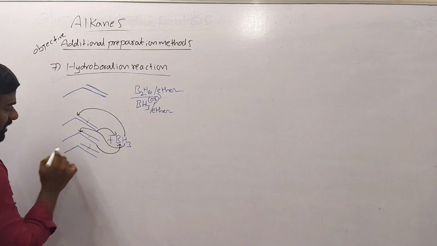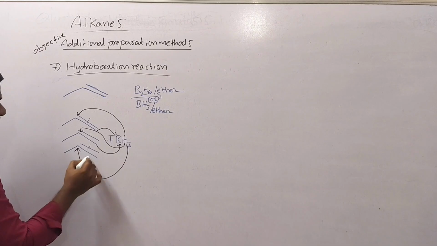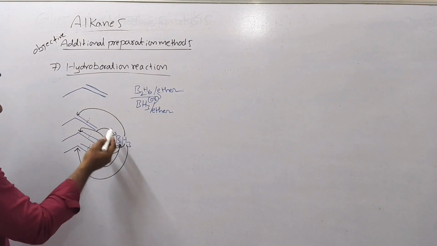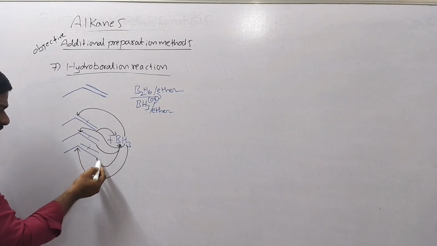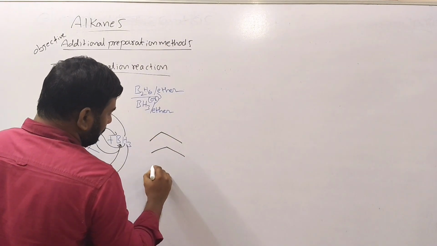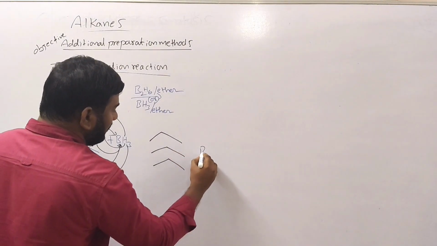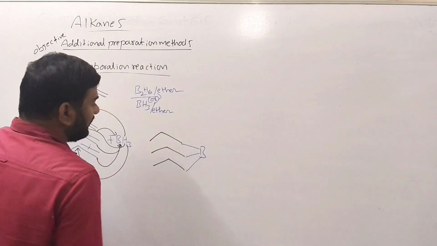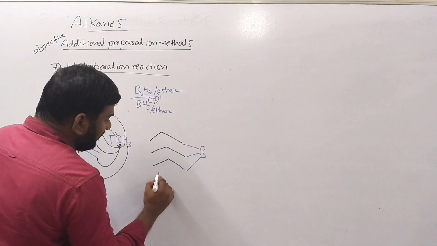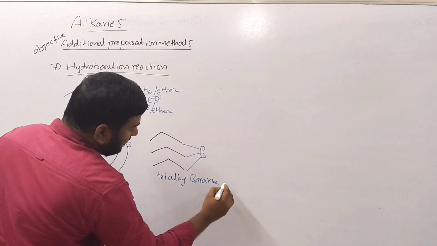Next, from this also one pi bond you have to break. The third hydrogen will be added to this carbon, and this carbon is also added to the boron. So in this way, 3 hydrogens are added to these 3 carbons, and these 3 carbons are attached to the boron. Then what will we get here? These 3 alkyl groups are bonded to the boron. So in this way, trialkyl borane will come.